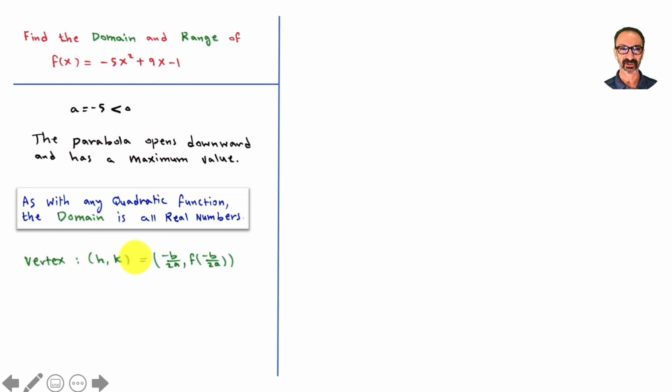Now to find the vertex, because we need the vertex to find the maximum, we just do the math. To find the x component, which is minus b over 2a, since I have the standard form, I'm using minus b over 2a: minus 9 over twice negative 5, negative cancels, and I have 9 over 10.